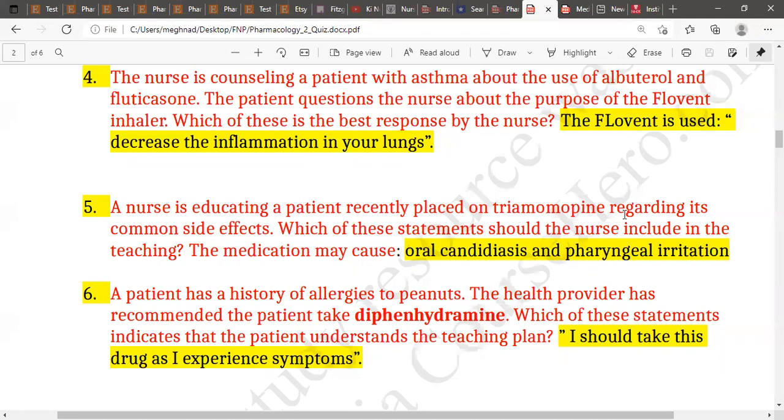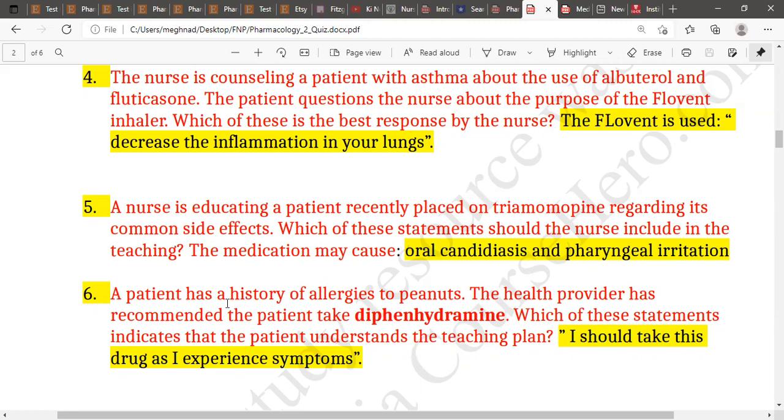Question here, the nurse is educating a patient recently placed on triamcinolone regarding its common side effects. Which of these statements should the nurse include in the teaching? The medication may cause oral candidiasis, or can also cause pharyngeal irritation, right? It is a strong medication that can easily cause fungal infection, candidiasis, or pharyngeal irritation.